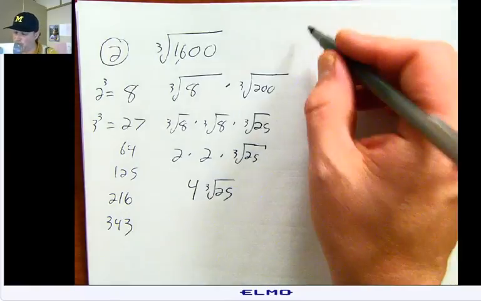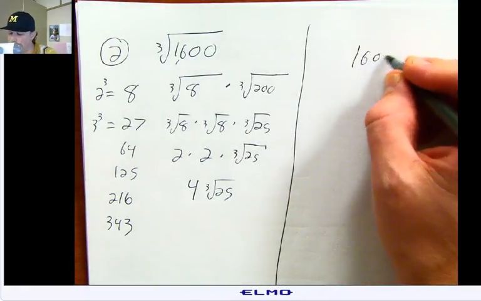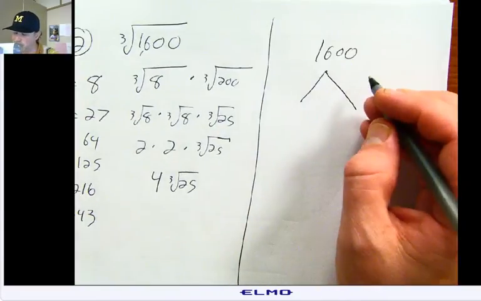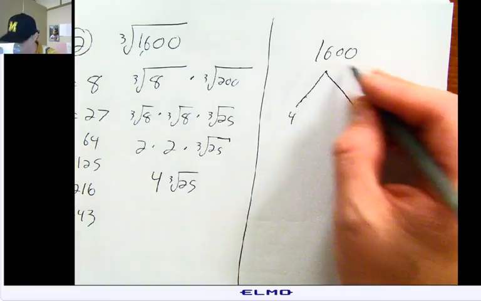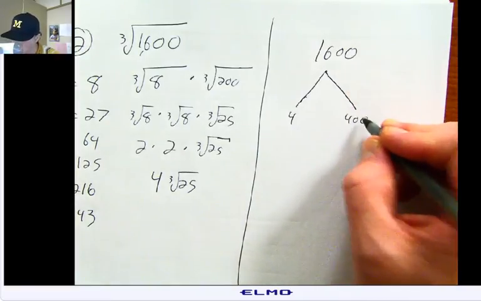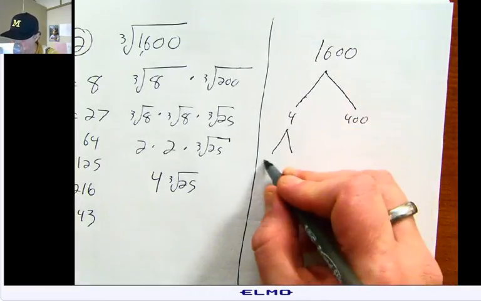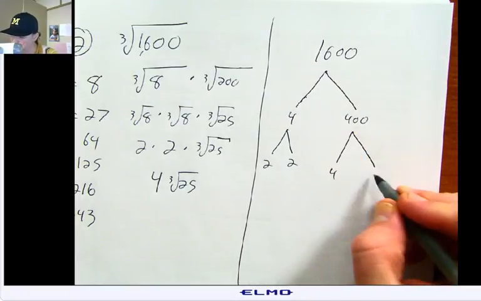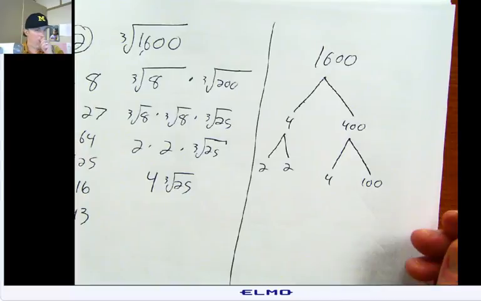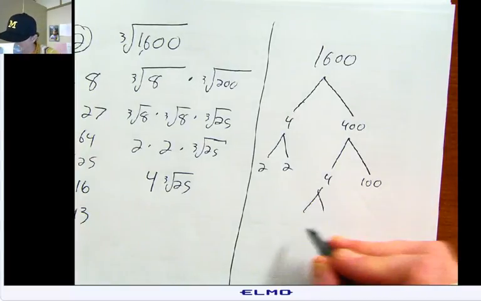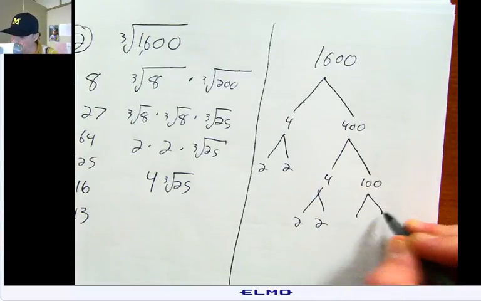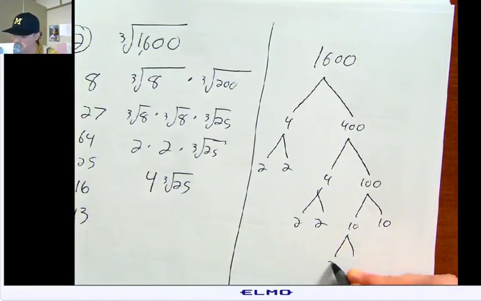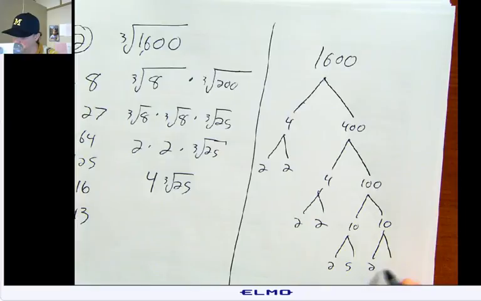Alright, that's technique 1. Technique 2, using the prime factorization. Let's divide out a 4. 4 divides out of 1600 400 times. That 4 can become a 2 and a 2. The 400 can become a 4 and a 100. This 4 becomes a 2 and a 2. This 100 could become a 10 and a 10. And then those 10s would both become a 2 and a 5.